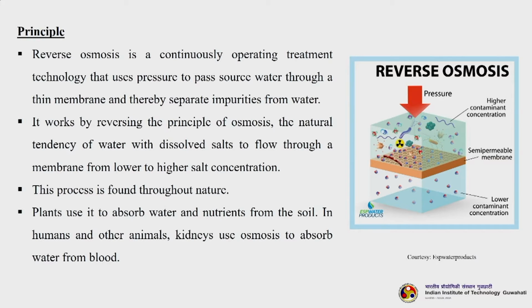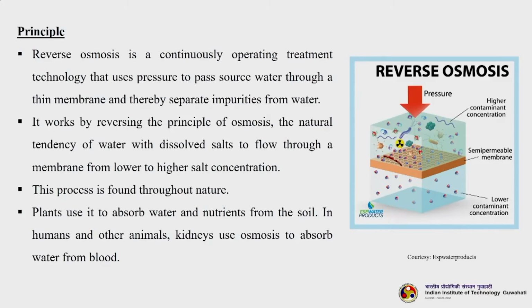Here we are talking about contamination because we are talking about seawater desalination or brackish water desalination, the major applications of reverse osmosis. It works by reversing the principle of osmosis, the natural tendency of water with dissolved salts to flow through a membrane from lower to higher salt concentration. This process is found throughout nature. Plants use it to absorb water and nutrients from the soil. In humans and other animals, kidneys use osmosis to absorb water from blood.